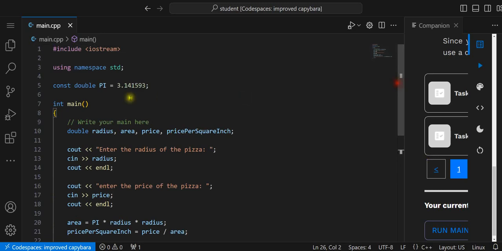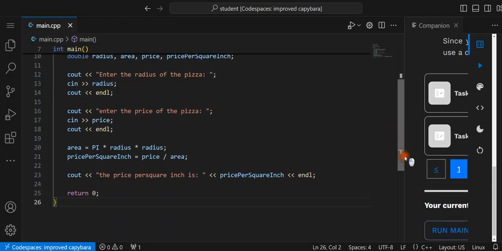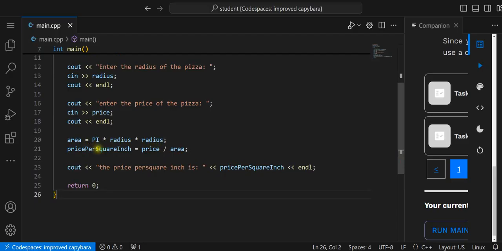Let's look at our code. Okay, constant double pi equals 3.141593 semicolon. Then our variables are radius, area, price, and price per square inch. In our output, enter the radius of the pizza. Radius endl. Enter the price of the pizza. Price endl. Area equals pi times radius. Price per square inch equals price divided by area. The price per square inch is price per square inch.